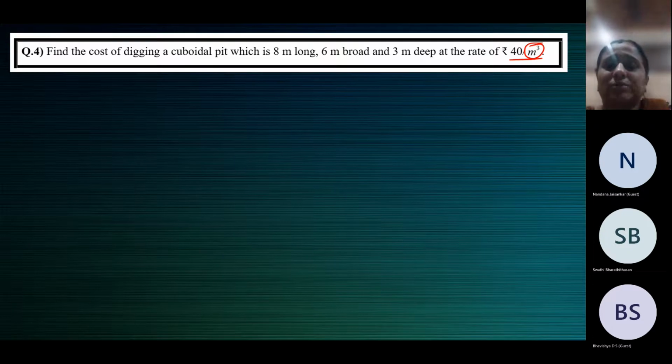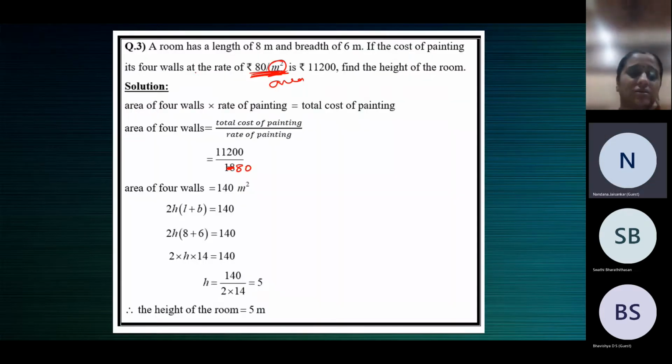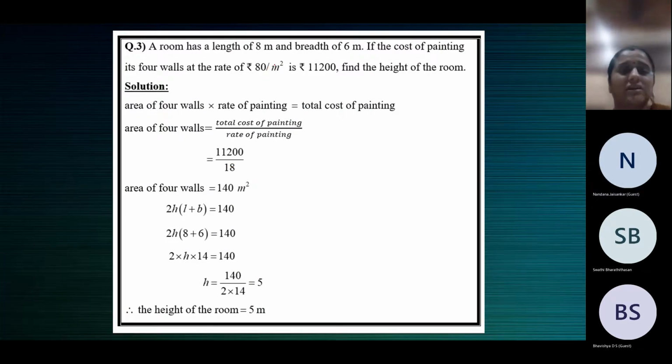Okay. So when it is rupees 40 per meter cube, that means for 1 meter cube, it's 40 rupees. So when you see that meter cube, you should find volume. Find volume and multiply by 40. See in the earlier questions, it was rupees 80 per meter square, which is about area, not volume.